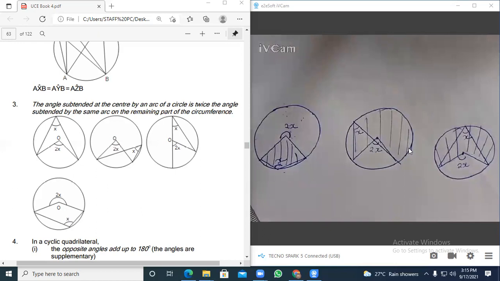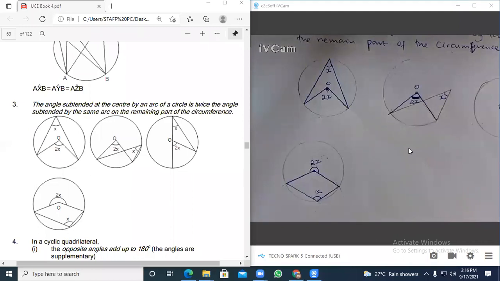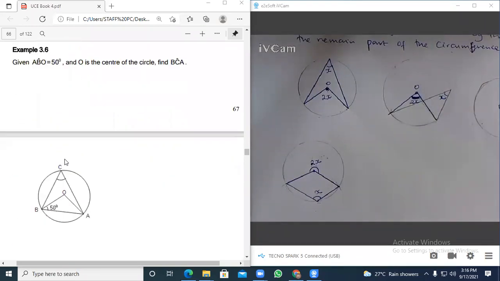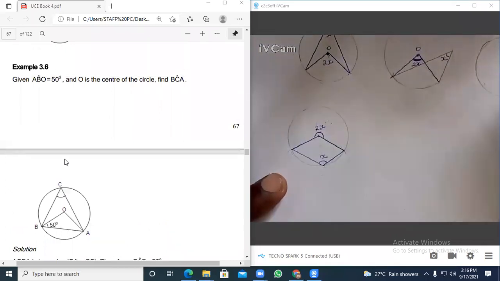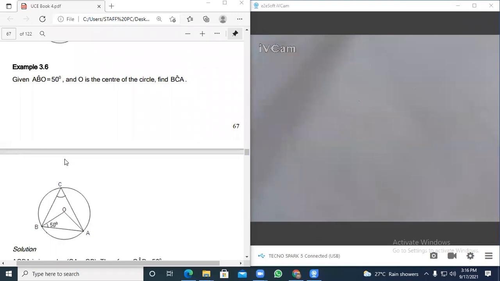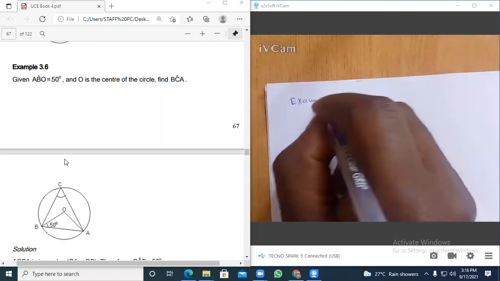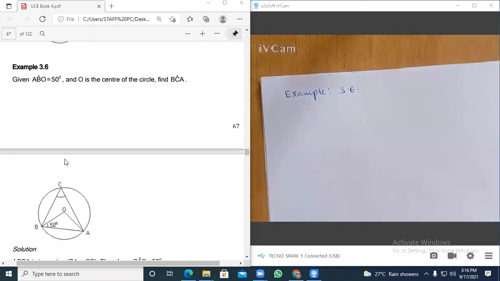Yes, teacher. It is clear. So we have 7 minutes. Let us look at an example to that. Let us look at example 3.6. So let us look at the example 3.6 in this 7 minutes. So members, note down the examples because they are disorganized, but I arranged them according to the properties.